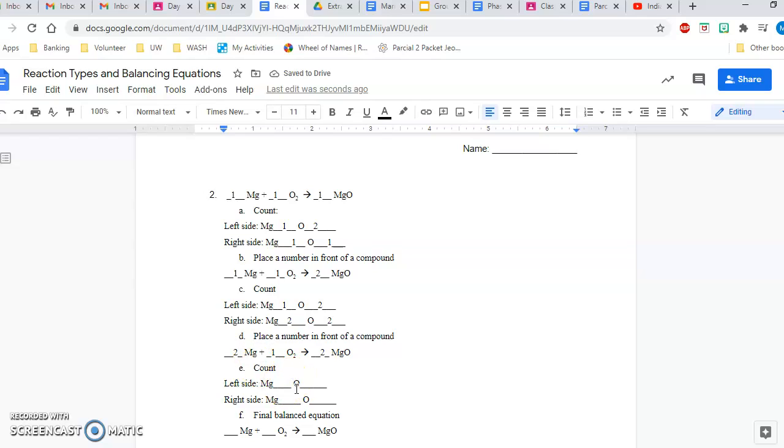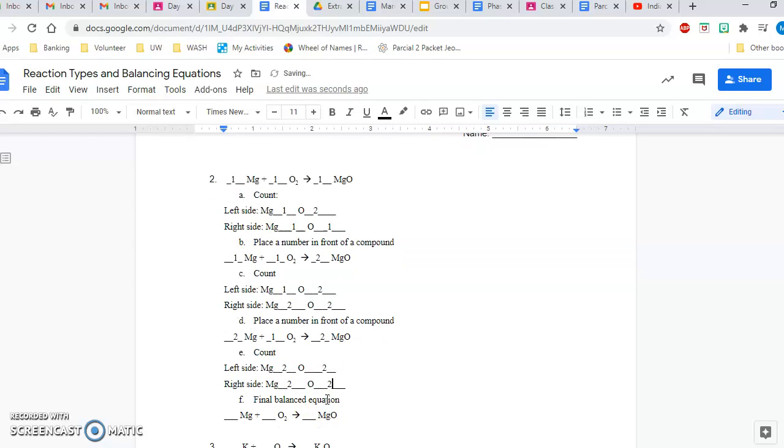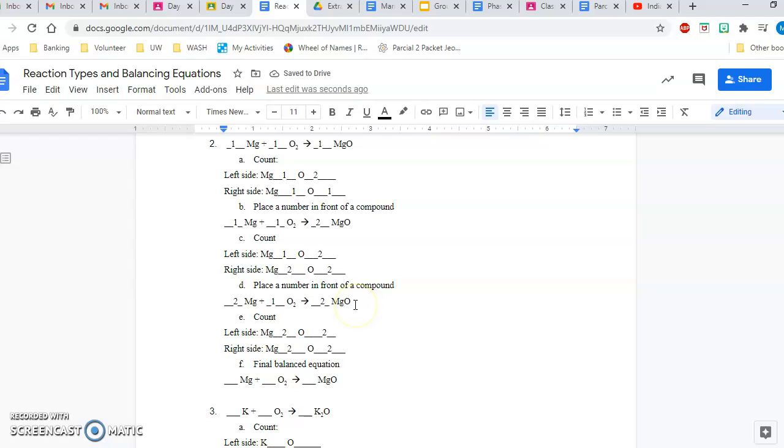So now that we have that, let's count again to make sure. 2 times 1 is 2. 1 times 2 is 2. 2 times 1 is 2. And 2 times 1 is 2. So all of them are nice and happy. So we're going to write our final balanced equation, which is the exact same as this one right here, but we just want to say our final answer is 2, 1, 2. All right.